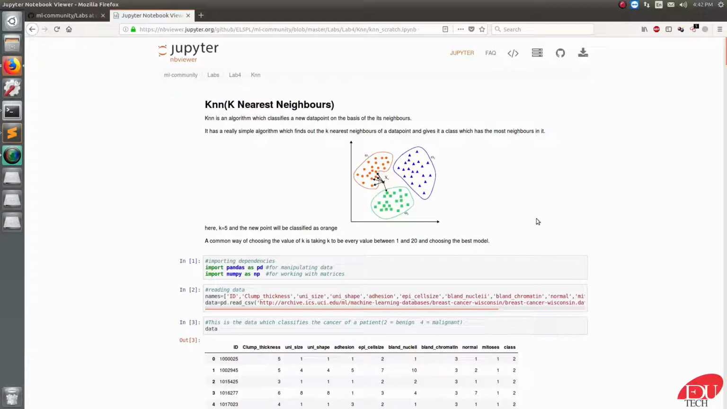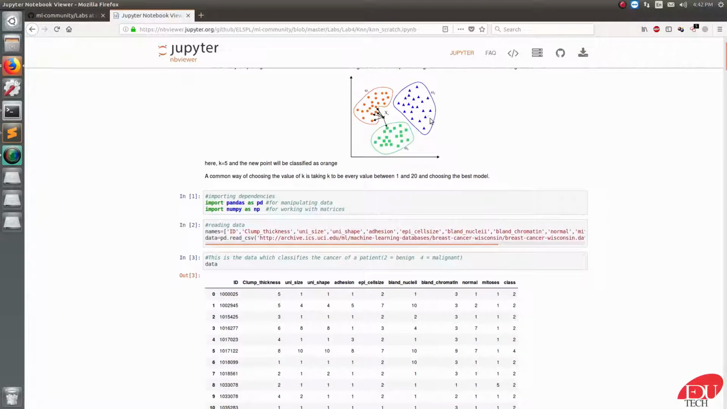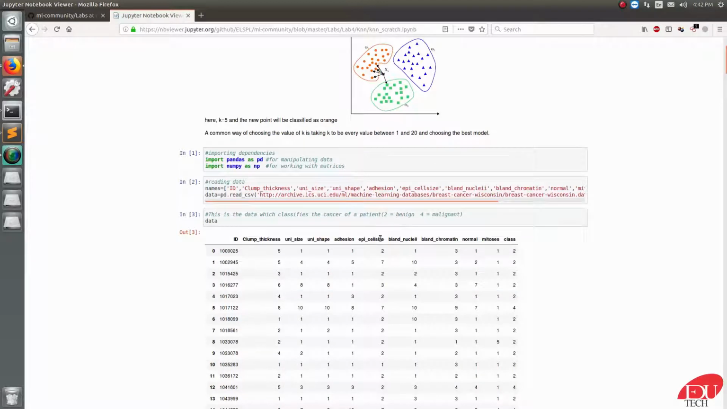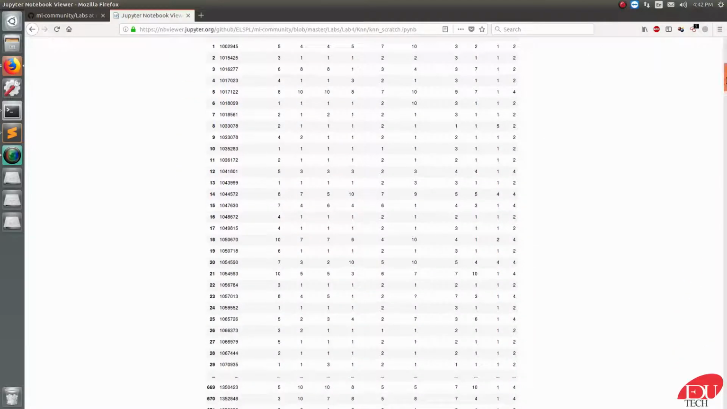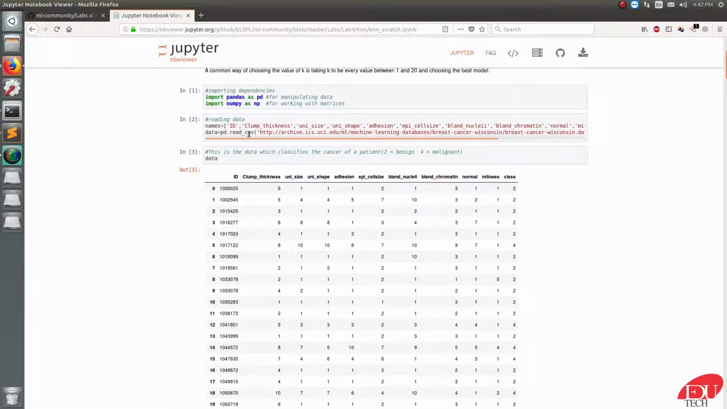So here's KNN, some theory first, and then implementing our own KNN algorithm from scratch. This is, as you see, using real data. This is from the UCI repository again. This is breast cancer data, and you can access it at this link here. Now in this data we need to classify a cancer as benign or malignant, that's class 2 or class 4, based on all these columns, all these features.